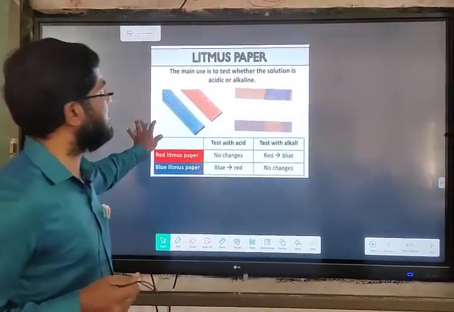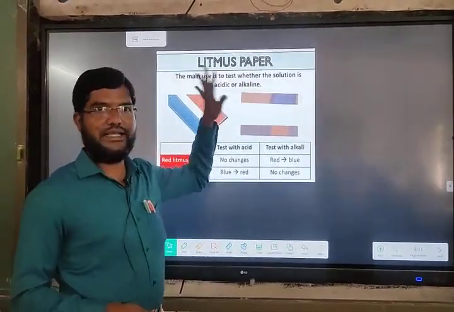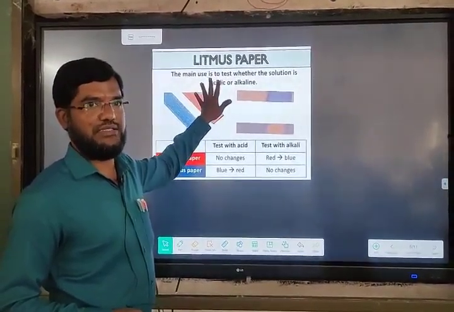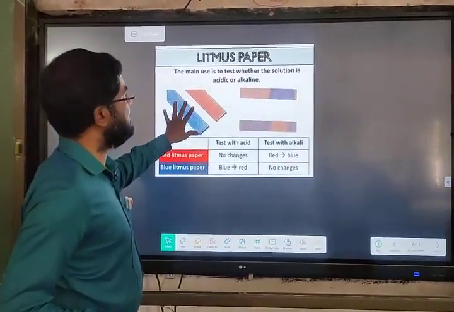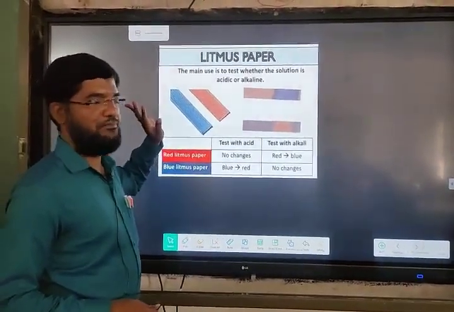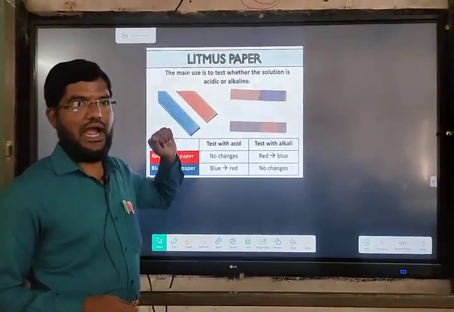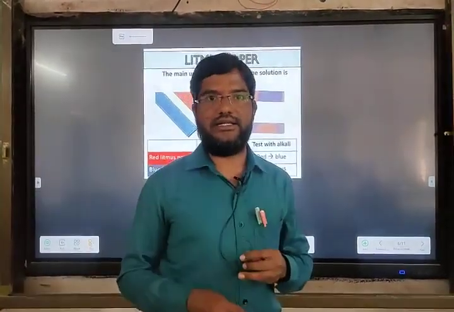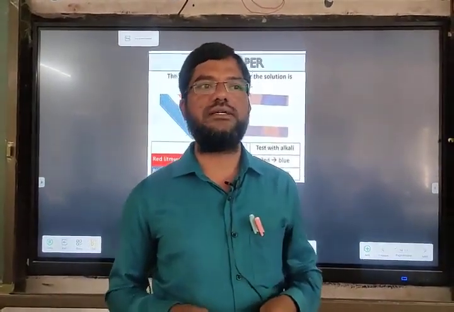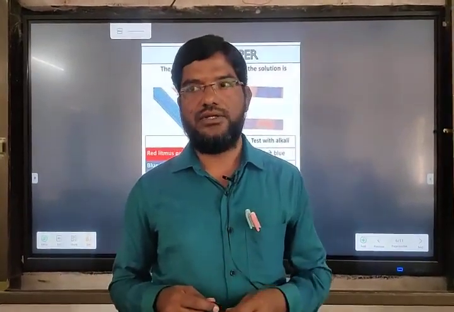If you observe this, here we have litmus paper. Litmus paper is an indicator to test whether the given solution is an acid or a base. There are two types of litmus papers: one is blue litmus paper, the second is red litmus paper. By using these two litmus papers, we can test the given solution. And also we have liquid indicators. The liquid indicators are methyl orange and phenolphthalein. These two liquids are also used to test solutions.